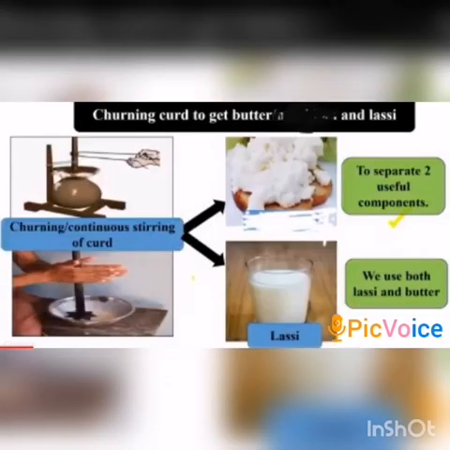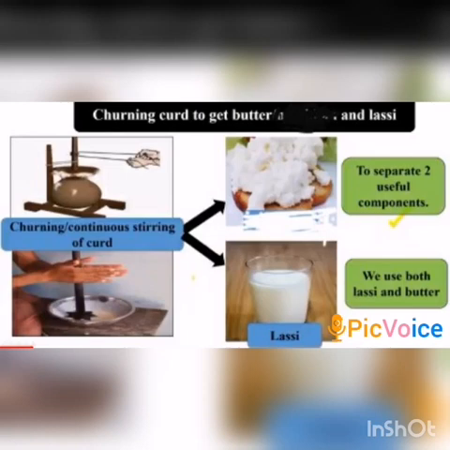Another well-known separation method is churning curd to get butter and lassi. It is also very familiar to us, isn't it, ma? Churning, or continuous stirring of curd, separates the butter and lassi. By churning curd, we get two useful components, that is butter and lassi.